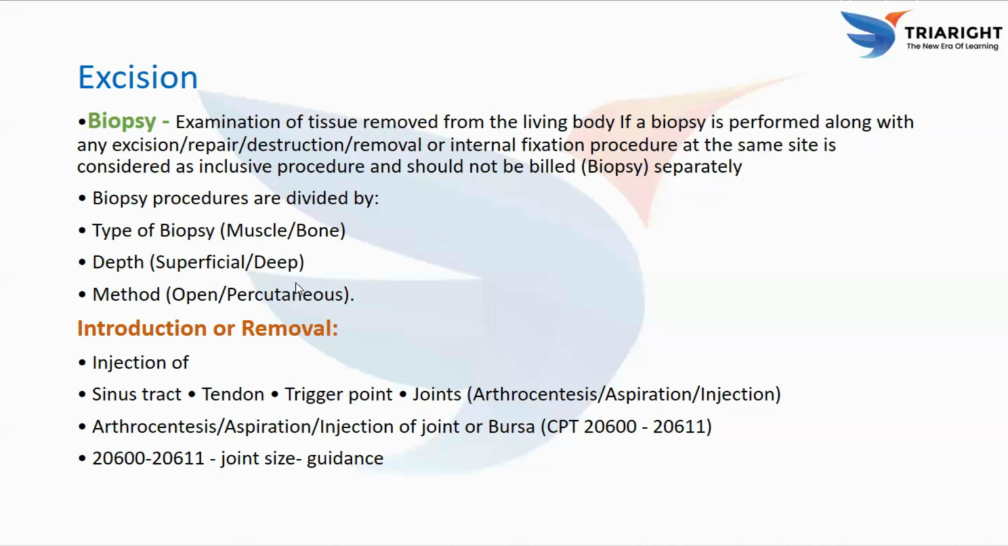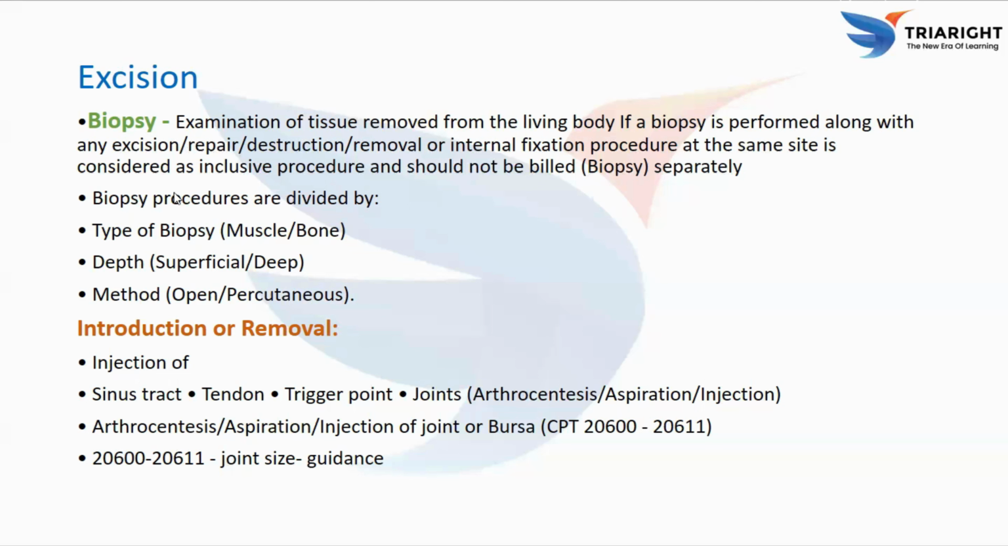Number A, type of biopsy, whether it is a muscle biopsy or a bone biopsy. So each has different CPT code ranges. B is depth of the biopsy, whether it's superficial, like near the surface, a minimal dissection, or deep. Deep depth requires incision through muscle or fascia. So deeper biopsy gives a higher complexity and higher CPT code.